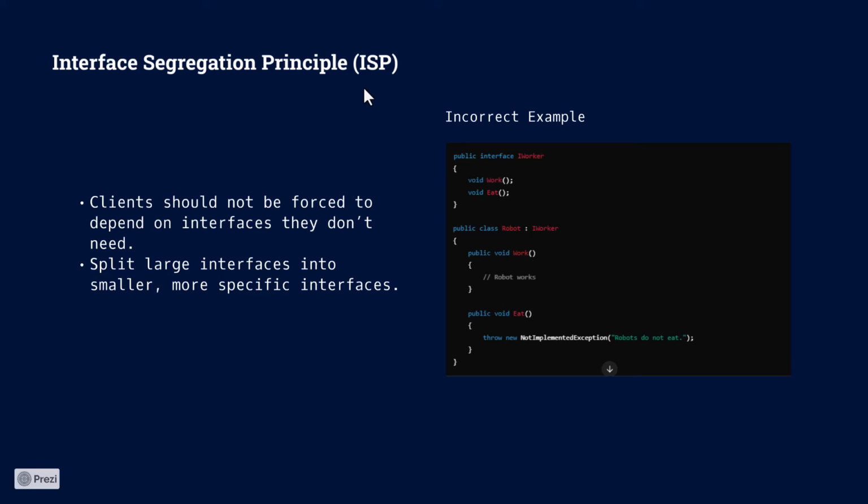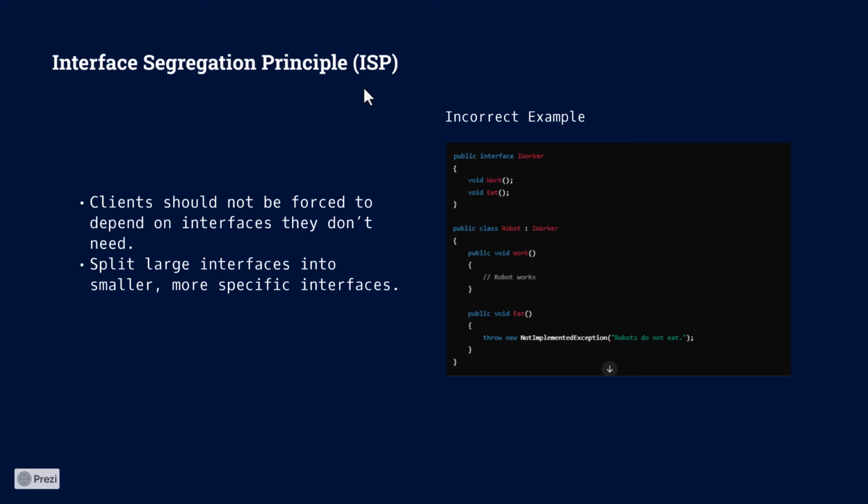and eat. But we have a class which inherits the IWorker interface. We know the robot can work, but a robot cannot eat. So this is similar to what we got before, but in this case with interfaces.